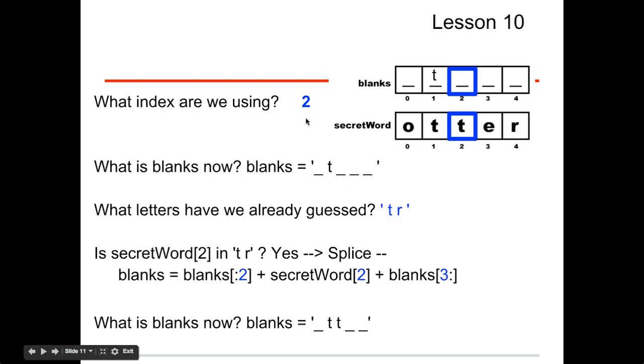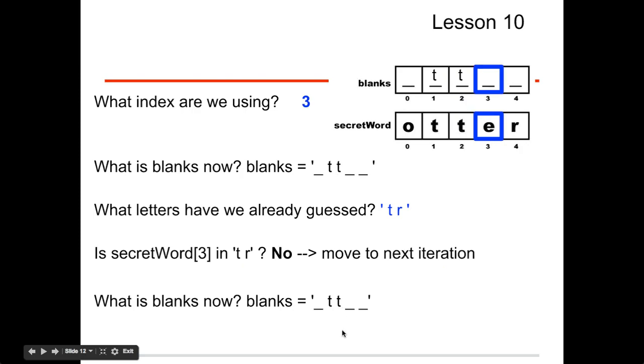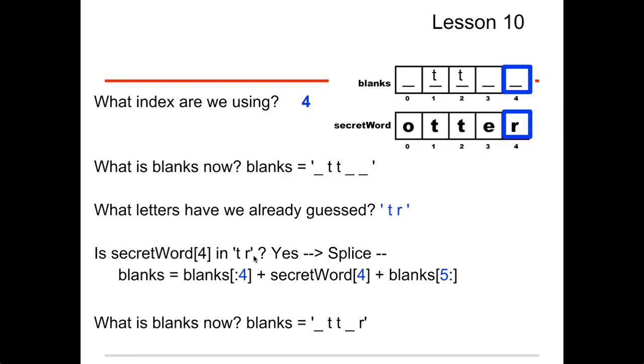The next time you go through the for loop, blanks has this new value, and we can see that here. Now we're on index 2. Secret word 2 is also T. That is in TR. So we're going to splice again. Everything before 2, everything after 2, those remain the same. What's changing is that second index, and the underscore is being replaced by the corresponding letter, which is T. All right. Then we go to secret word 3. That's an E. That's not in TR. That if statement is false. So we move to the next iteration.